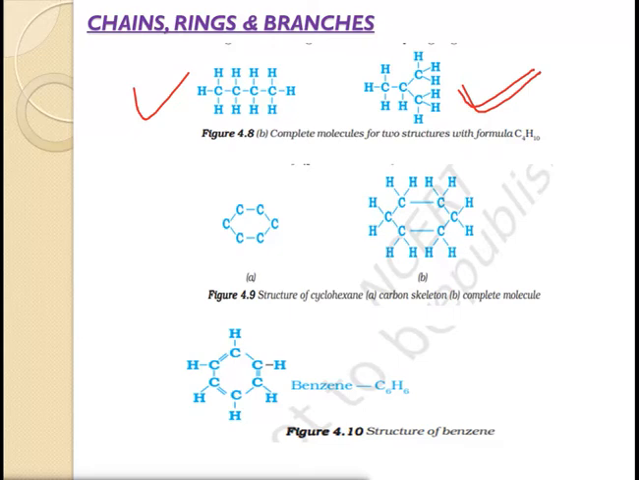Their molecular formula is the same but the structures are different. So these both are isomers. What are isomers? Isomers are those compounds which have the same molecular formula but different structures. If you count the number of carbon atoms and hydrogen atoms, it will be exactly the same, but their structures are different.